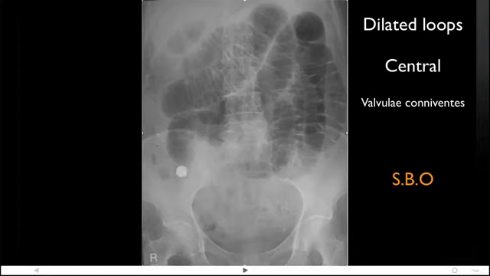As we saw before, there is a clear cutoff at the ileocecal valve, which allows no gas to pass into the large bowel, and there is no gas clearly visible in the rectum, indicating obstruction to the gas, stopping it from passing into the large bowel.